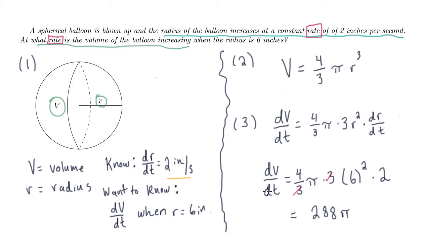Okay, and the units are going to be important since this is a real physical application. So we're looking at a rate of change of volume with respect to time, so it should be inches cubed per second. So if the radius is increasing 2 inches every second, when the radius is 6 inches, that means the amount of air that's being blown into the balloon is 288 pi inches cubed per second. And that's how a typical related rates problem will go.